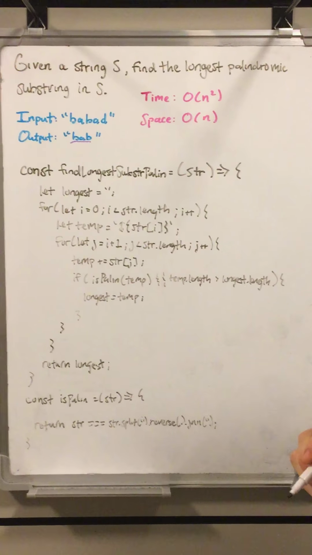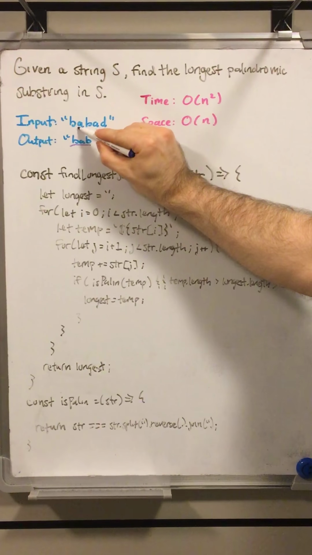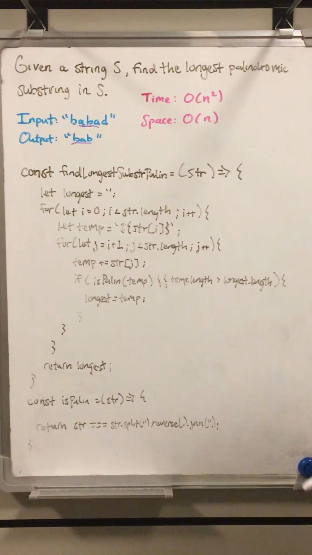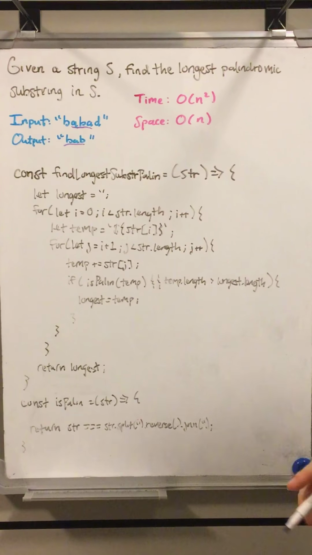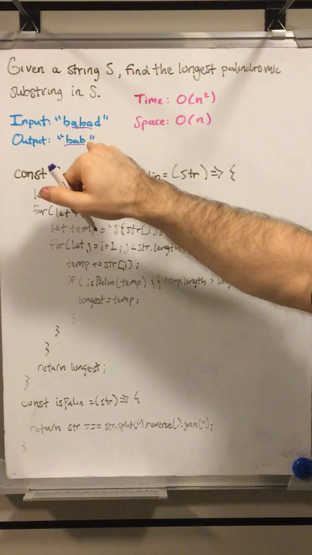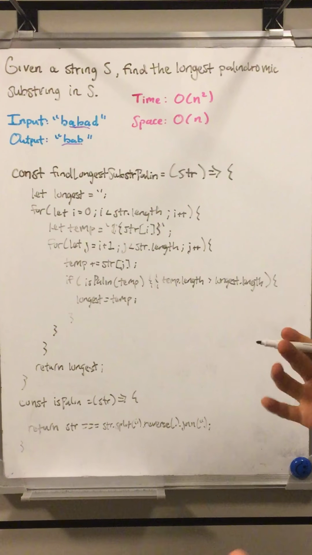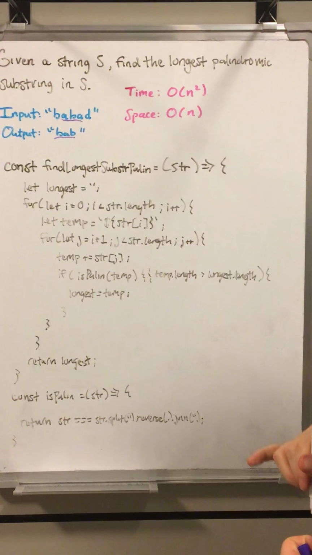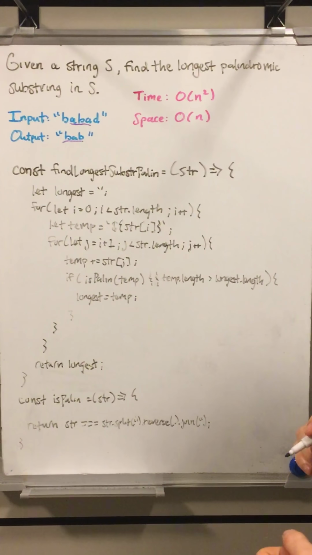Bab is the same backwards or forwards. Now, aba could also be the same backwards and forwards and is a length of 3, but since we found bab first, we might as well just have that as the longest.